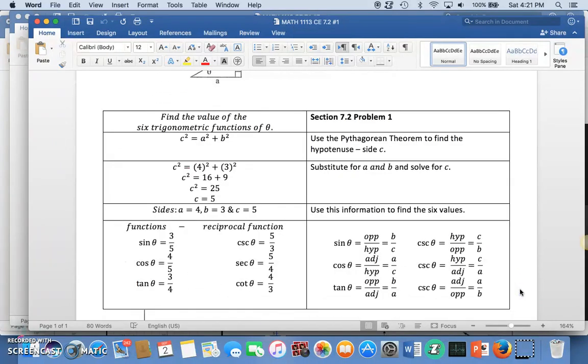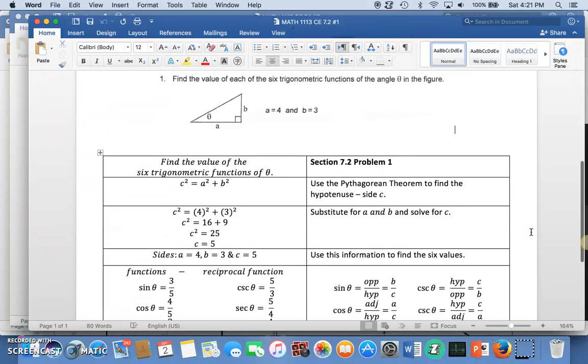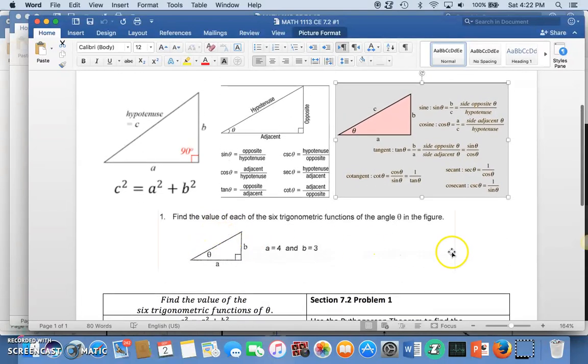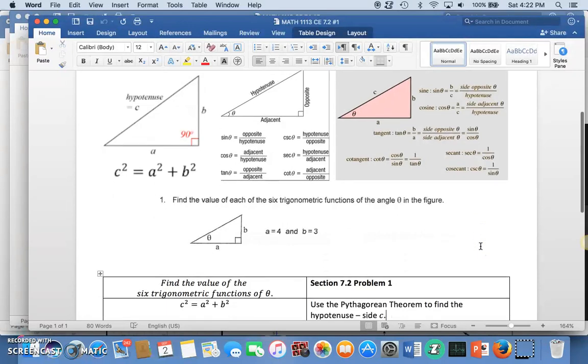Okay, you're given a triangle up here. Get the triangle first. Find the values of all of your trig functions, and you're using what's here and what was on up for the information that you have here. First thing you want to do, though, is to solve this complete triangle. Your A is 4, your B is 3. You need to find C. You need to know what the hypotenuse is here. So that's the first thing.